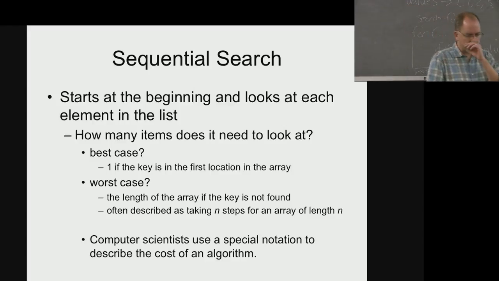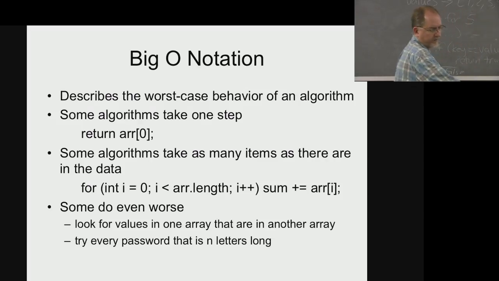Now, there's a special notation we use in CS to talk about this cost, this execution time, sometimes memory use, other things, but often execution time. And it's called big O notation. I just want to briefly talk about that. It's for describing the worst case behavior. We really only care about the worst case behavior of an algorithm because it might happen, and then if it's really bad, we're in trouble. So we want to know what the worst case is.